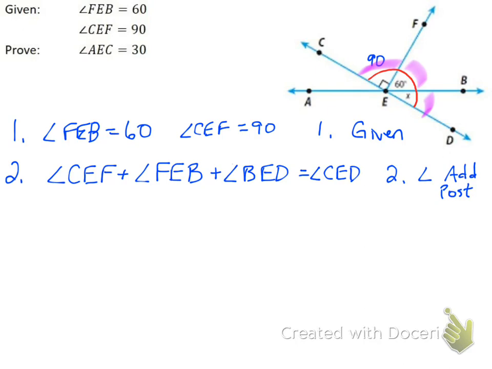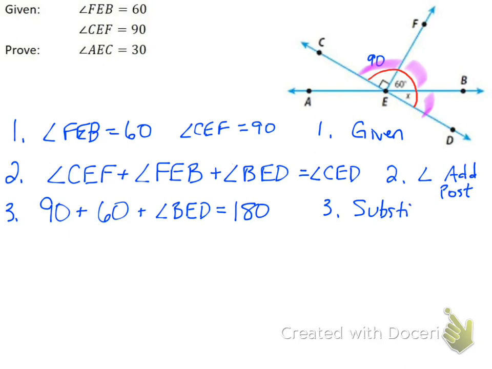So once I have that, then I can go ahead and plug in the values that I know. So angle CEF is 90, angle FEB is 60. Don't know what angle BED is yet. That's equal to angle CED, which we know is a straight angle, which is 180 degrees. Again, that's just a substitution step. So once I'm here, I can subtract the 90 and the 60 over to the other side to get that angle BED is equal to 30 degrees.